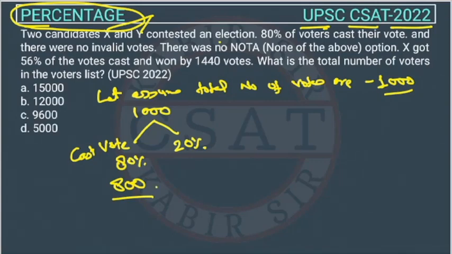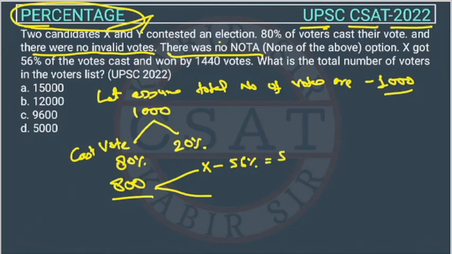Now out of these 800, there is no NOTA, so no vote is getting cancelled, right? Because they have given there was no invalid vote and there was no NOTA, right? So the vote is going either to X or Y, right? So how much is X getting? X is getting 56%, 56% of 800. So this will be how much? This will be 448, right?